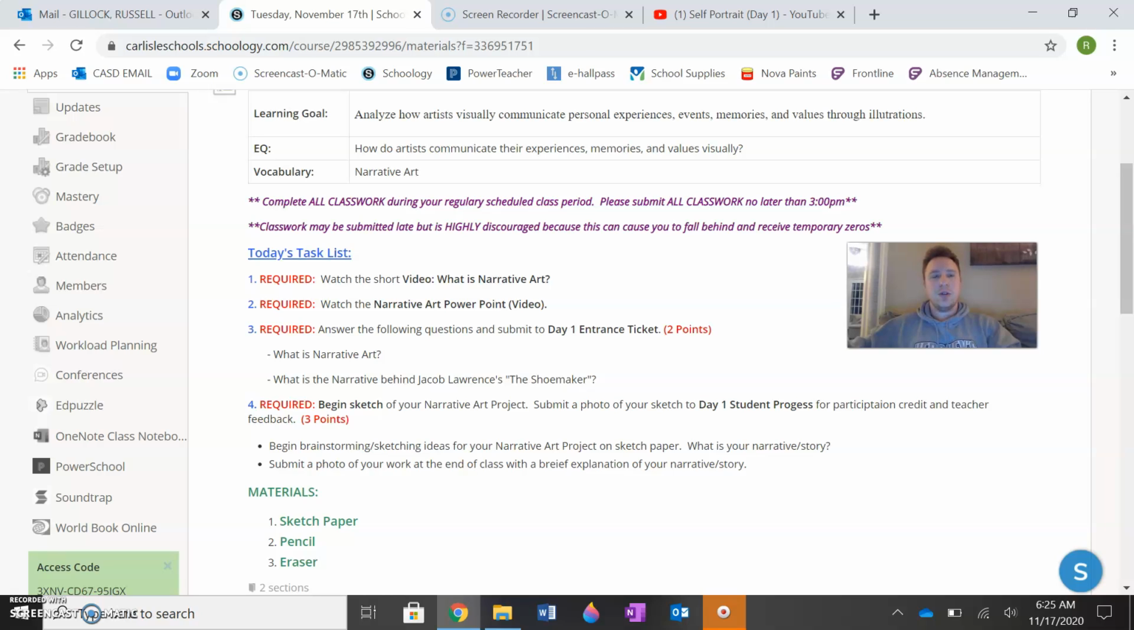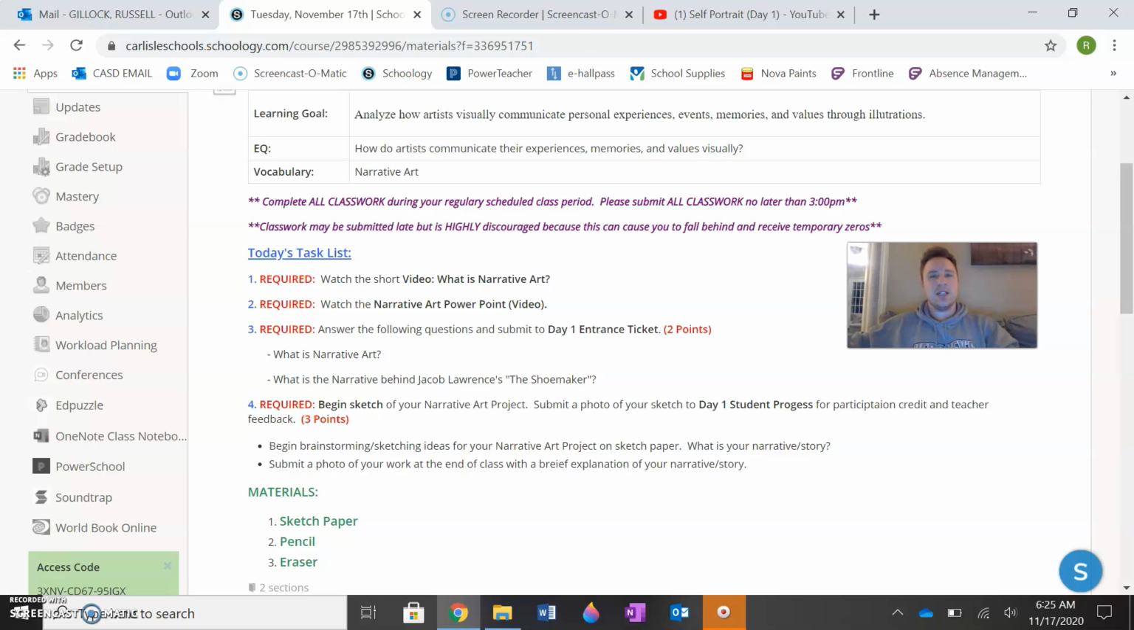All right, with that said, your learning goal is to analyze how artists visually communicate their personal experiences, events, memories, and values through their illustrations. So basically, how do artists use their drawings, their illustrations to communicate those memories, those stories? Your central question is, how do artists communicate their experiences, memories, and values visually? So over the next couple days, by the end of the project, you should understand how to answer that question.